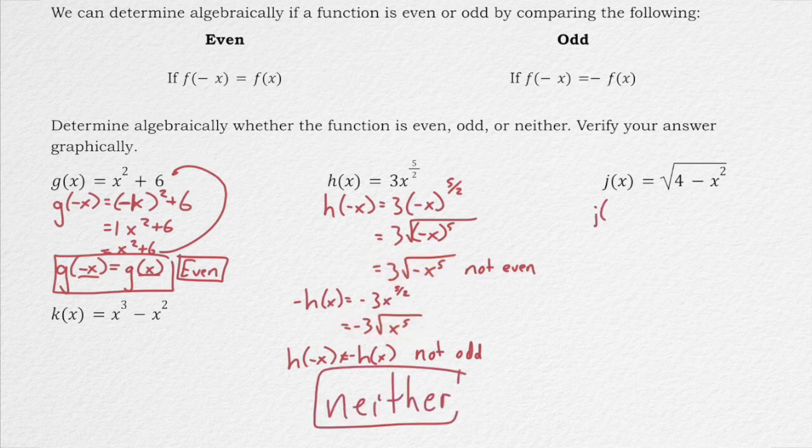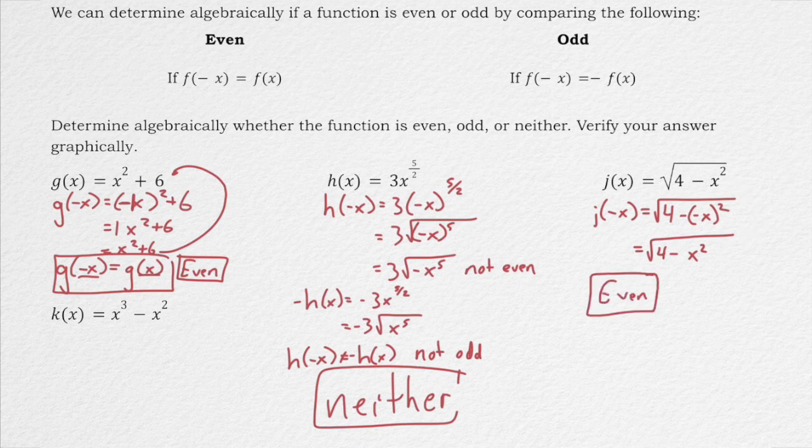Alright, so let's do another one. For j of x, I'll start by plugging in negative x and see what happens. So this is the square root of 4 minus, and then in parentheses, negative x, which is being squared. If you square a negative thing, it makes it positive, so this is the square root of 4 minus, and then just positive x squared. And that is the same as the original function, so that means this is an even function. If you remember from some previous practice, this is actually the equation of part of a circle.